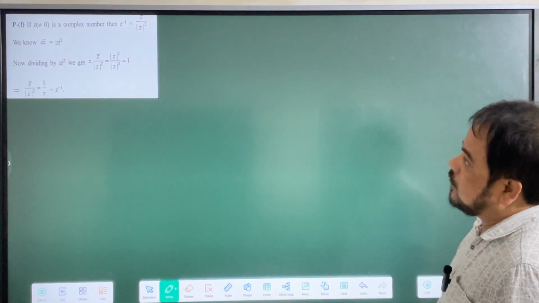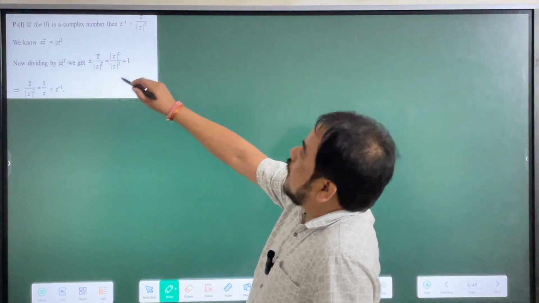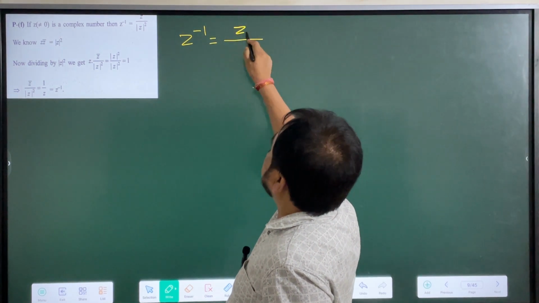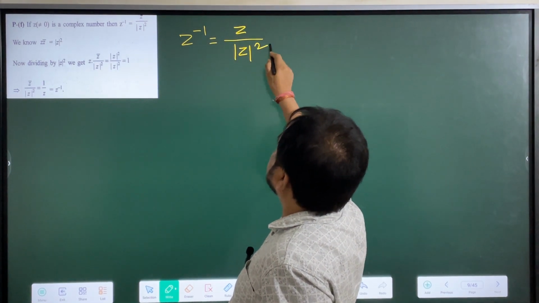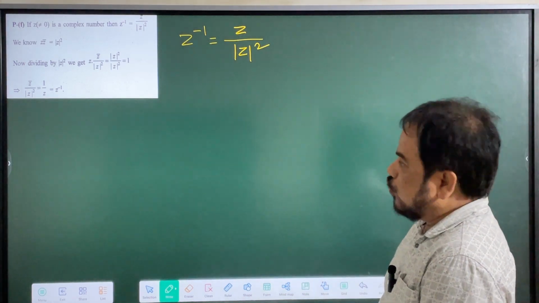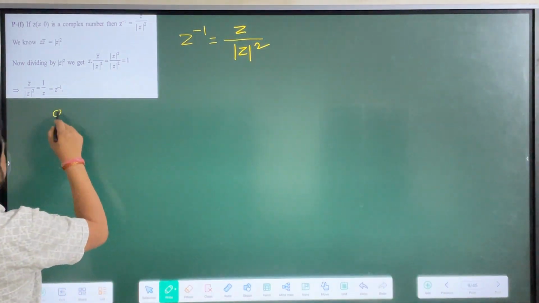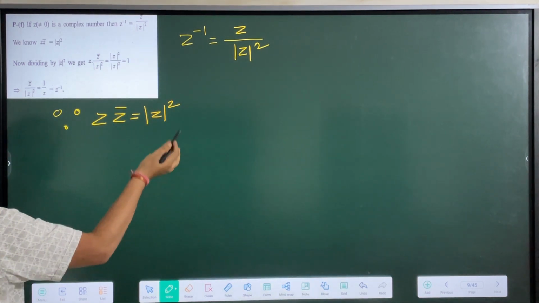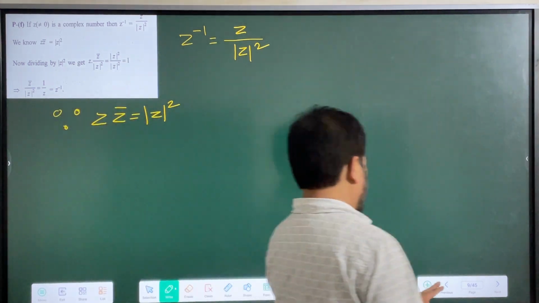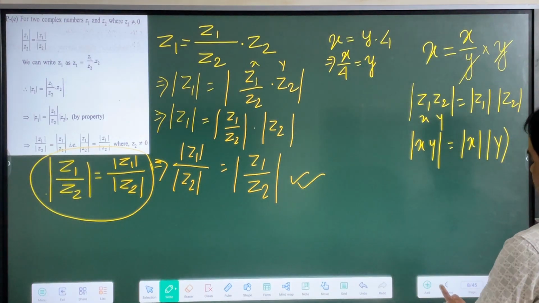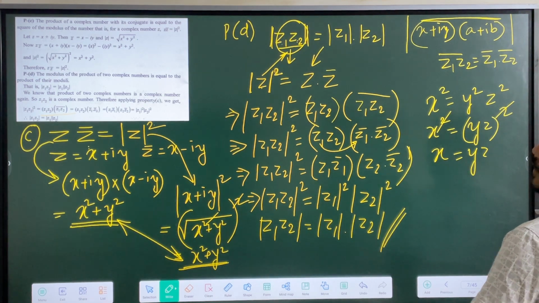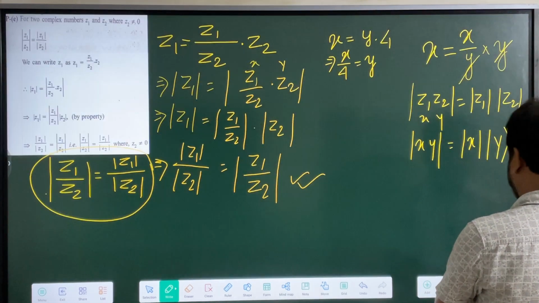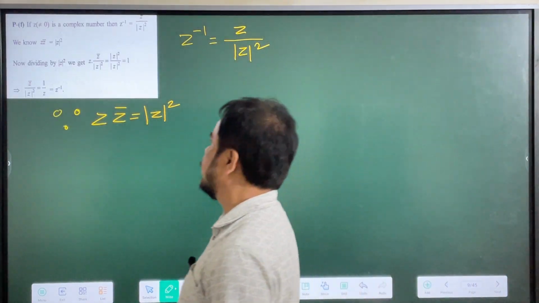Proof. Here Z is a complex number. Z inverse is equal to Z bar by mod Z square. This is what we have to prove. We know that Z times Z bar equals mod of Z square. This one we have got already. Z Z bar is equal to mod of Z square, property number 3. This one we already have.